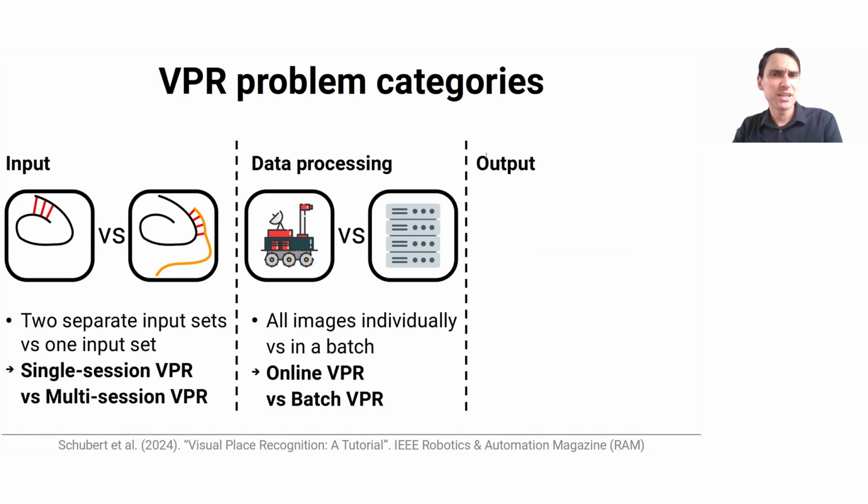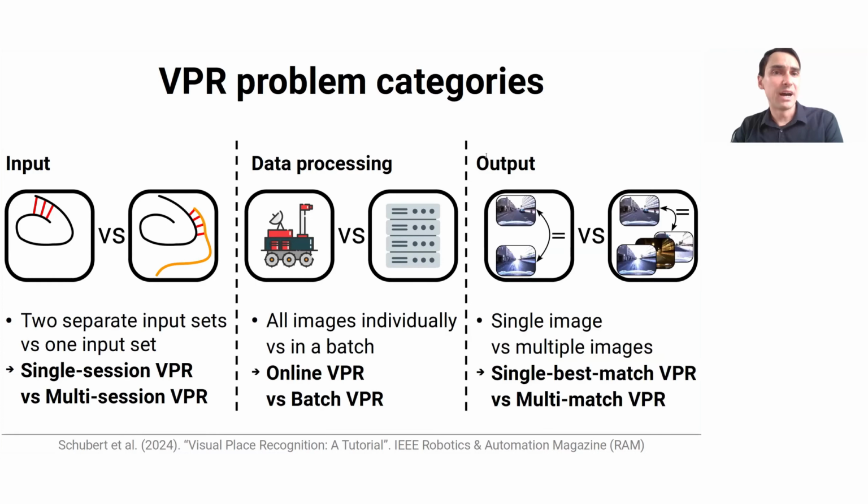Regarding the data processing, a VPR pipeline processes all images either individually, one after the other, or in a single batch. Accordingly, VPR approaches can be classified as online VPR or batch VPR. The output of a VPR pipeline can be a single image from the database that shows the same place as a query image, or all database images that show the same place as a query image. These categories are referred to as single best match VPR and multi-match VPR.